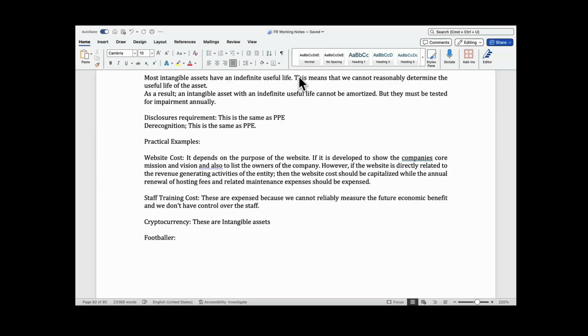Okay, sir. I think players are not intangible assets, but they are contracts, because the contract can be measured and is identifiable. Okay. Let me come in here.